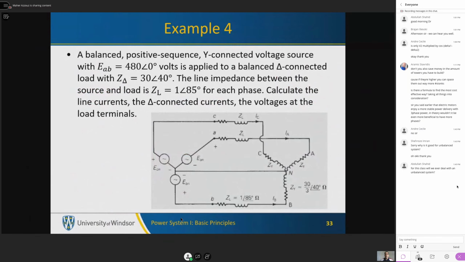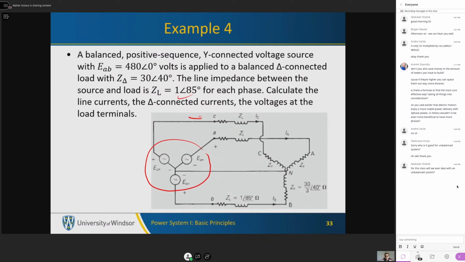Now, let's solve this problem here. We have a balanced positive sequence, Y-connected voltage source. The line-to-line voltage is 480 volts with angle 0, and it is applied to a balanced delta-connected load. The balanced load has an impedance of 30 ohms with angle 40. The line impedance is given.